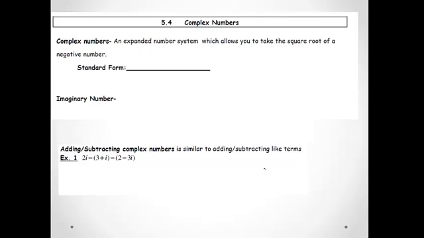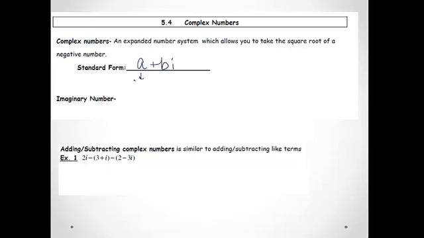A complex number is an expanded number system beyond the real number system, which allows you to take the square root of a negative number. And this is used primarily with electrical engineering. So right now, if you try to type in the square root of, let's say, negative 25, it would say error, can't take the square root of a negative number. But you're going to now create a complex number system, which will allow you to do that. So first, let's talk about what a standard form of a complex number looks like.